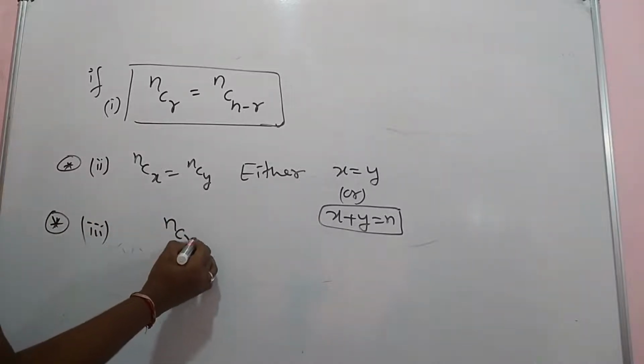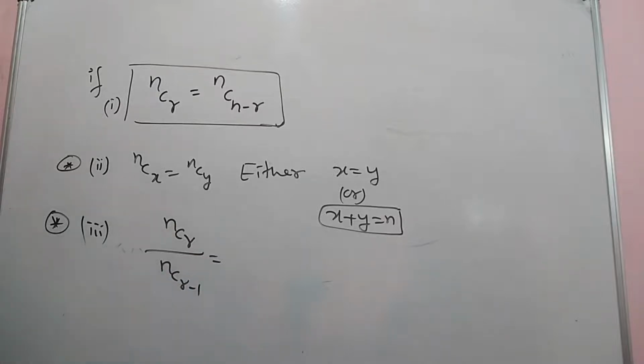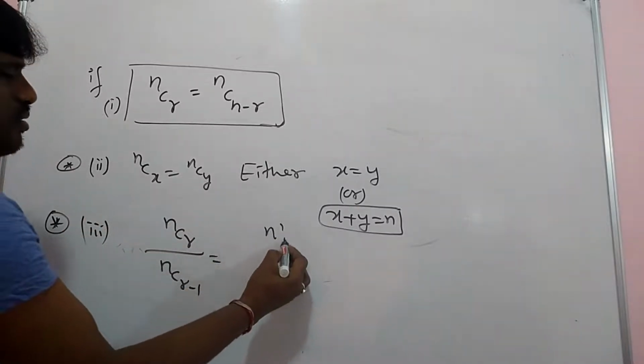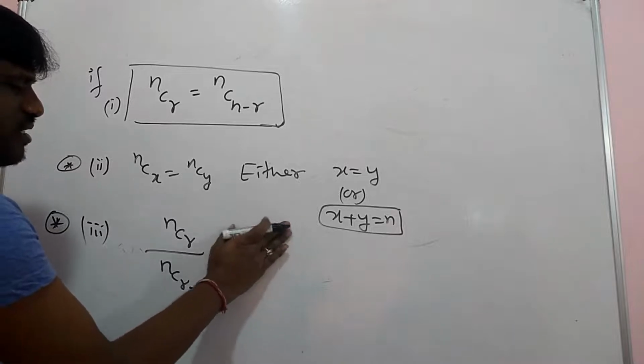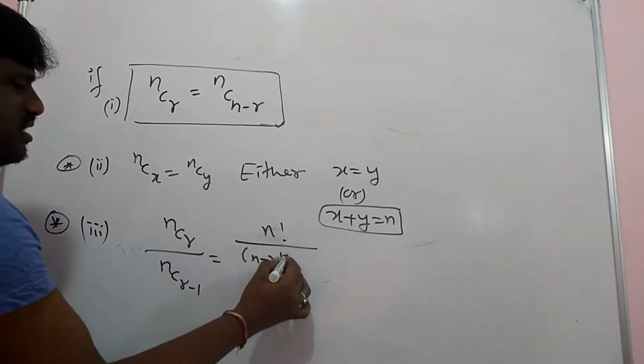One more is nCr by nC(r-1). This is one of the most important formulas. When we solve ratio-related questions, this will be useful. So nCr by nC(r-1). nCr, you know, is n factorial by (n minus r) factorial into r factorial. I also explained this in permutations and combinations.